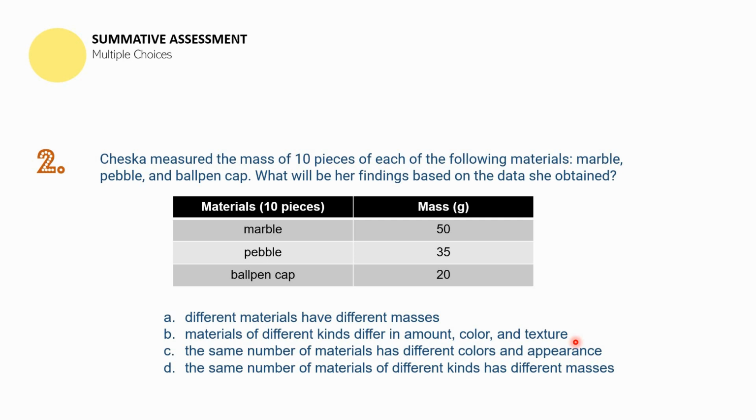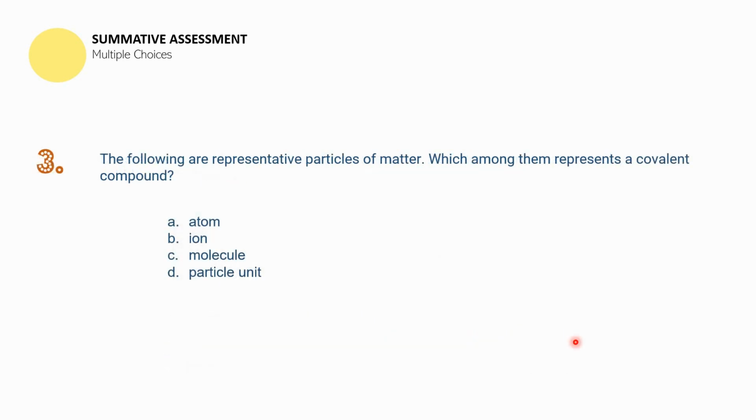If you have decided to continue, let us proceed with question number 3. The following are representative particles of matter. Which among them represents a covalent compound? A, atom, B, ion, C, molecule, or D, particle unit. Pause this video if you need more time.